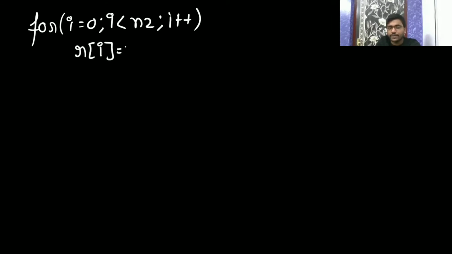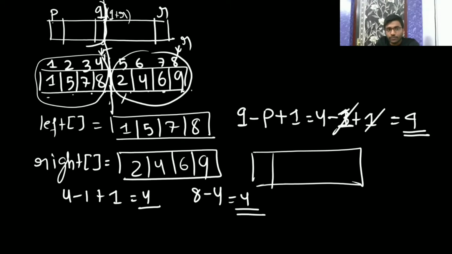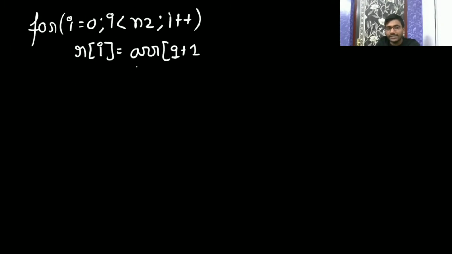Now the right half element is going to start from q plus 1. See, q is pointing to 4, so from here q plus 1 plus i. Why plus i? Because first it is 0, then plus 1 to go to the second element of the right side array, then the third element, like this.